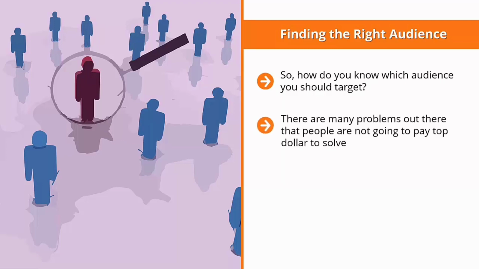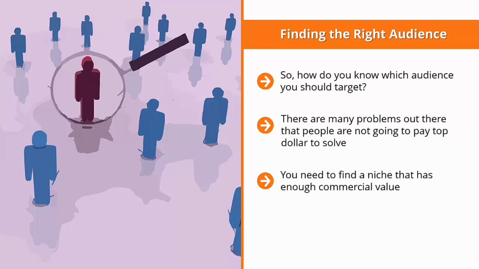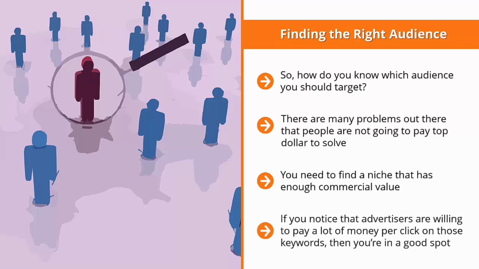There are many problems out there that people are not going to pay top dollar to solve. Sure, people are looking for the right DVD set or headphones, but there is a limit to people's budgets. Different problems have different priorities. You need to find a niche that has enough commercial value. One way to estimate this is to use Google AdWords Keyword Planner and do cost per click research on keywords related to your niche. If you notice that advertisers are willing to pay a lot of money per click on those keywords, then you're in a good spot. Chances are there is enough commercial demand for that niche. People are willing to pay a significant amount of money to solve problems related to your niche.